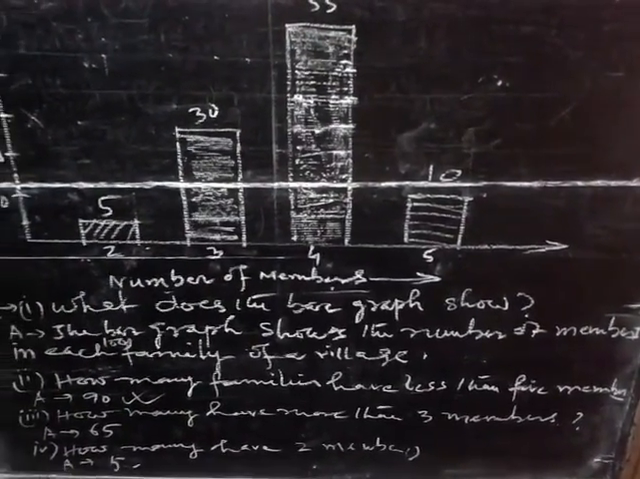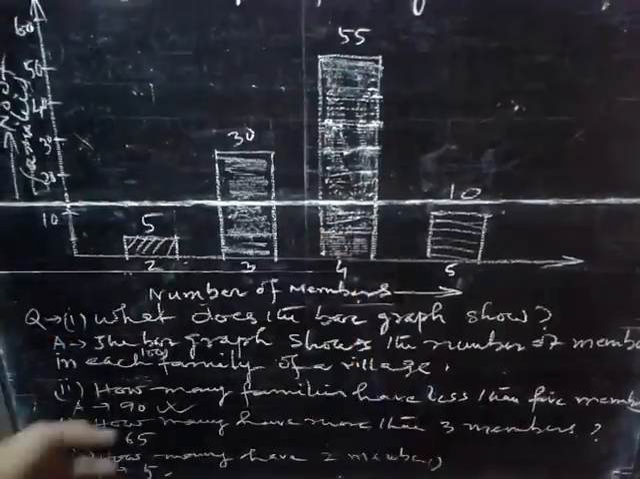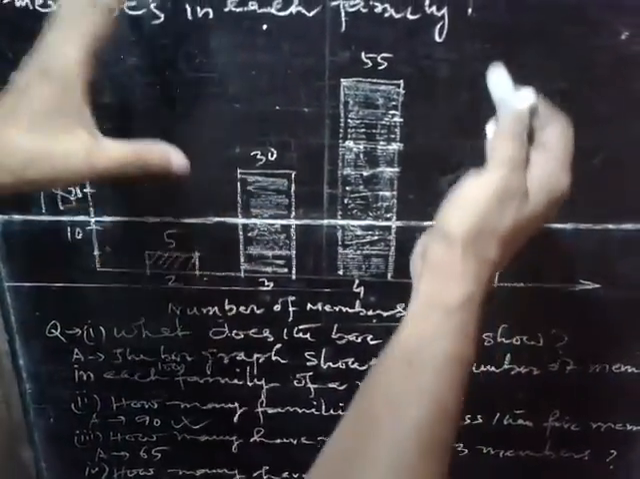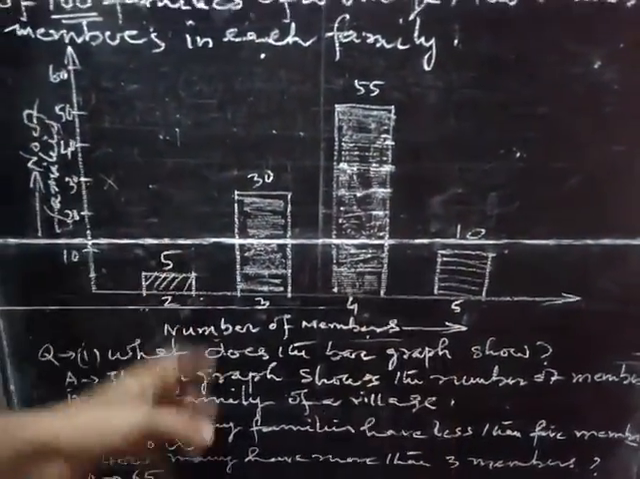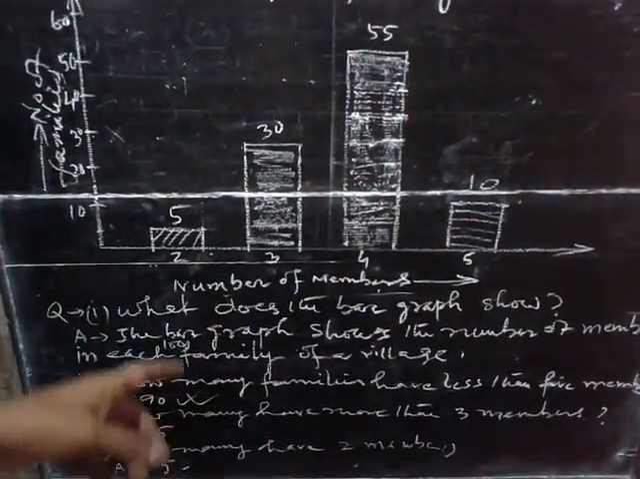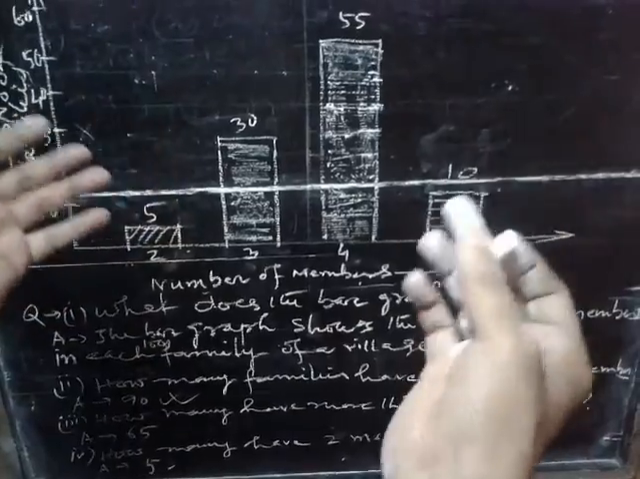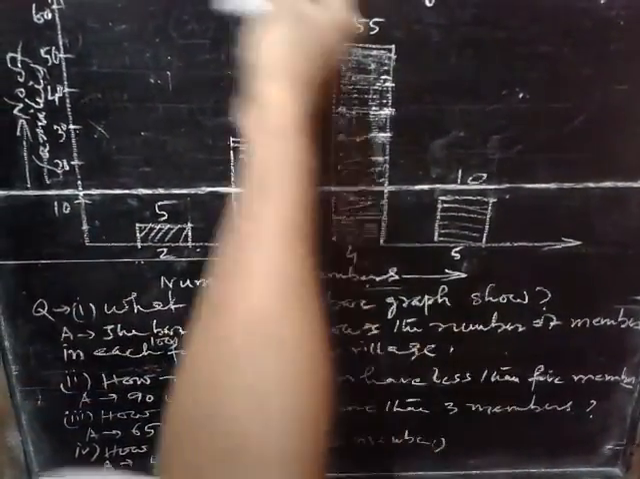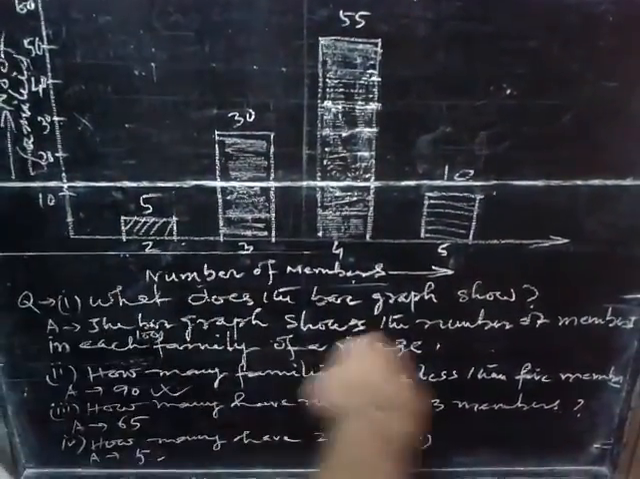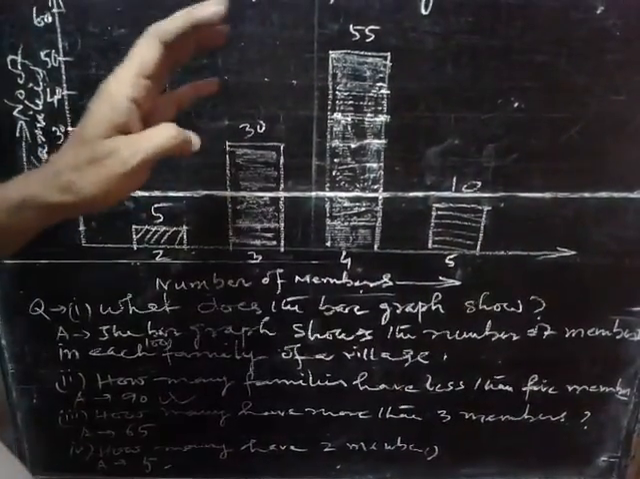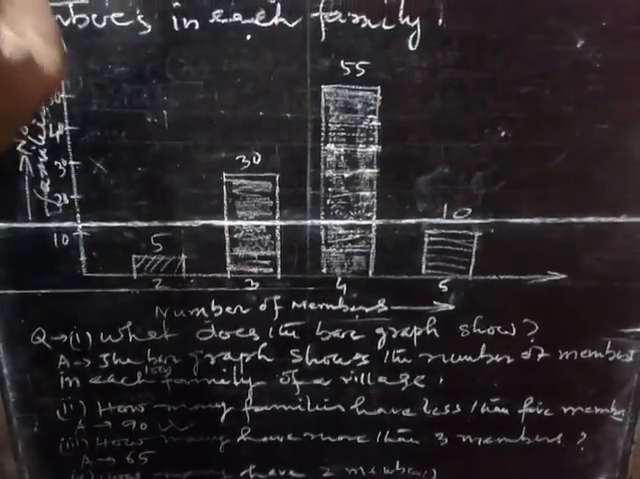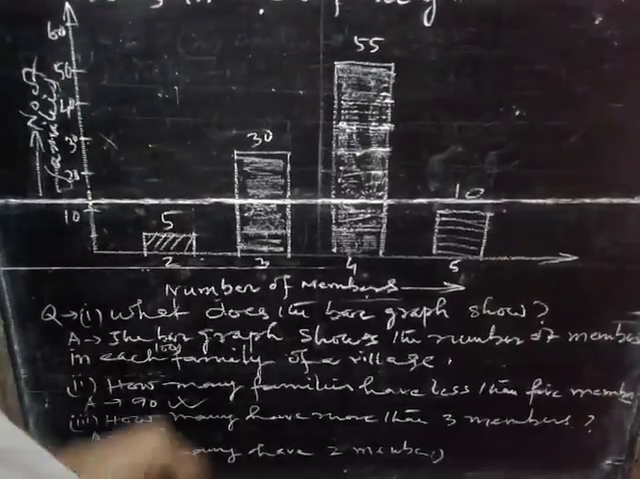In this way you can extract the data from a bar graph, as well as draw a bar graph with the help of data. This is the utility of a bar graph, a pictorial representation to analyze or show any data.